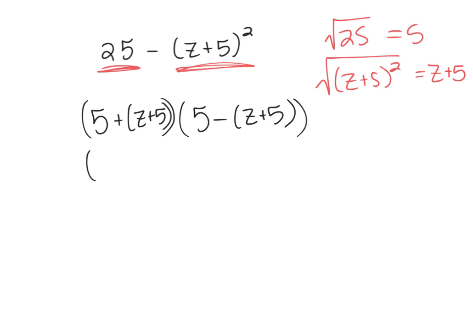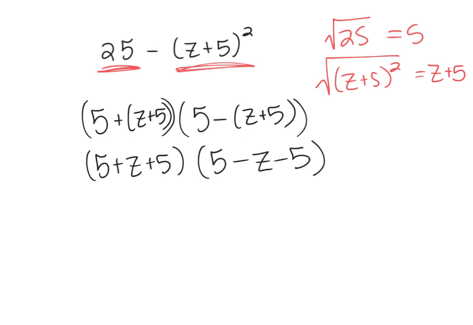So in this first one, that's really just 5 plus z plus 5, but the second one is 5 minus z minus 5, paying attention to our distributing. We can simplify this. This is 10 plus z, and this last one is just z, and that's it. You're finished on that one.